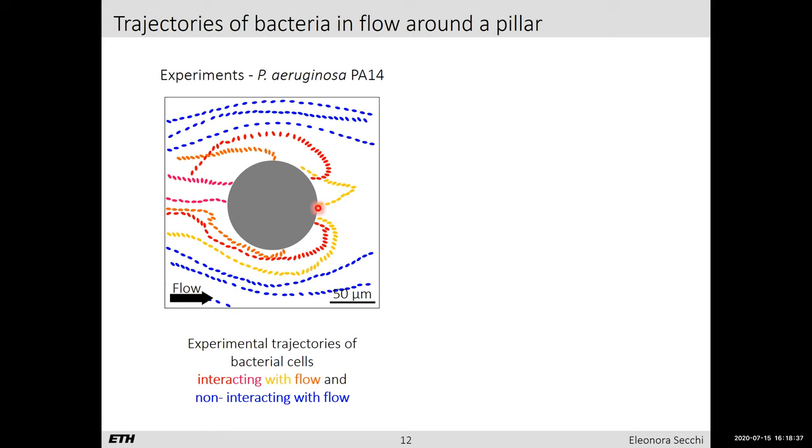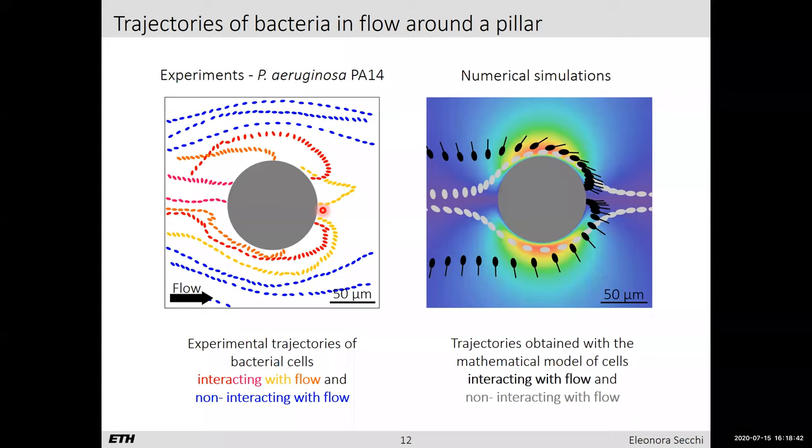This was also seen in a numerical simulation, where again we can see how the cell is bent. We can also see, in blue in the experiment and in gray in the simulation, that some cells are not interacting with the flow and they just follow the streamlines. In this case, the gray cells in the model were non-motile. And we can see that the cell is rotated, but the rotation is inconsequential because they cannot swim and reach the leeward side.